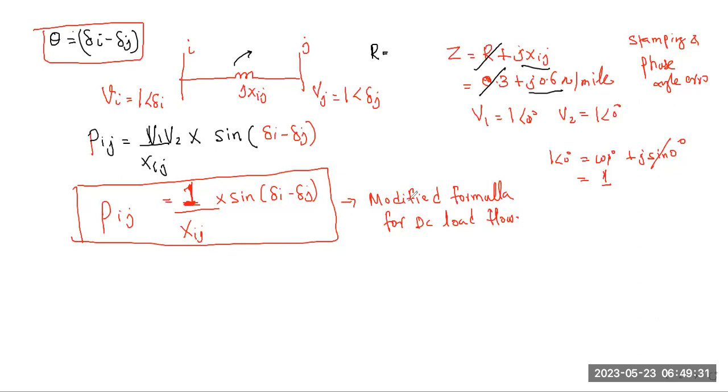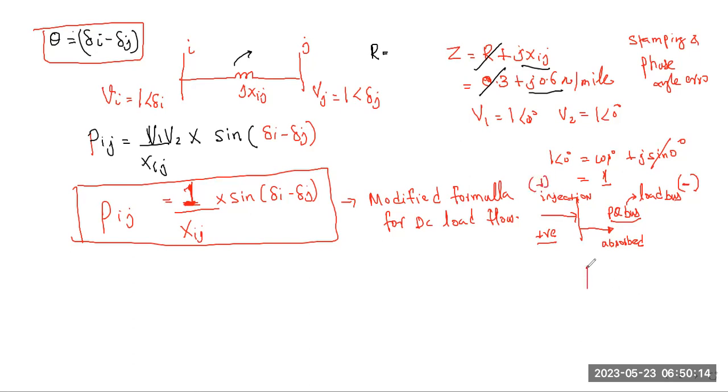Modified formula for DC load flow. Now, we all know if the power is going into the bus, this is power injection. As I have told you, in load flow analysis power injection is taken as positive. If power is moving away from the bus, that means it is getting absorbed, like in a PQ bus, because a PQ bus is a load bus. In the load bus, power will get absorbed. Whenever there is power absorption, it is negative. Whenever there is power injection, it is positive.